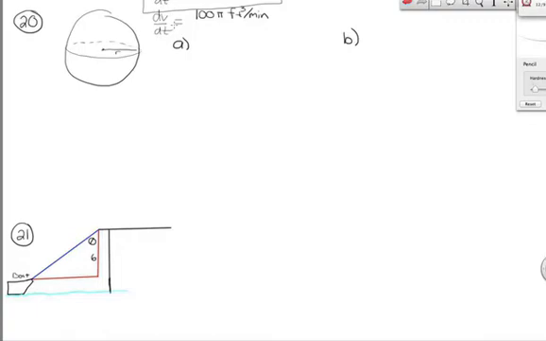And part A says, how fast is the balloon's radius increasing at the instant that the radius is 5? So it's inflating, and we're going to look at how fast the volume is changing when the radius is 5. So I'm looking for dr/dt. How fast is the radius changing?